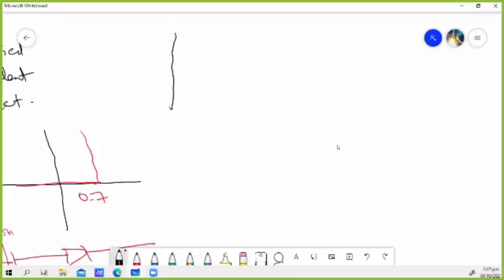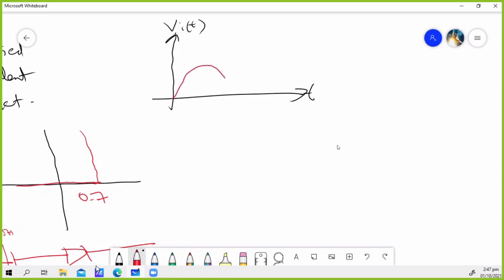So this is, let's say, the input voltage versus time. So you have a sine wave. This is the positive half cycle and this is the negative half cycle. Coming to our output, what will it look like if it is a half-wave rectified signal?